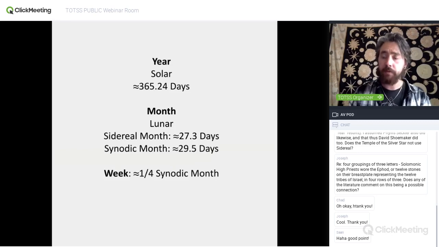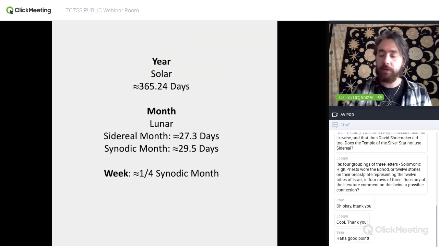So that's the year. The year is defined by our relationship to the sun and our orbit around the sun, or from our perspective, the sun's movement through the cosmos. Now, months are defined, or maybe not defined, but the idea of a month in that period comes from the lunar cycle.